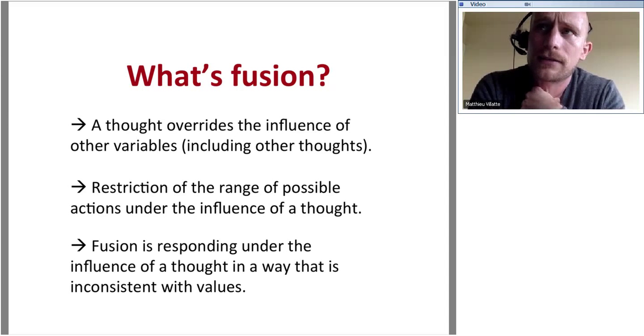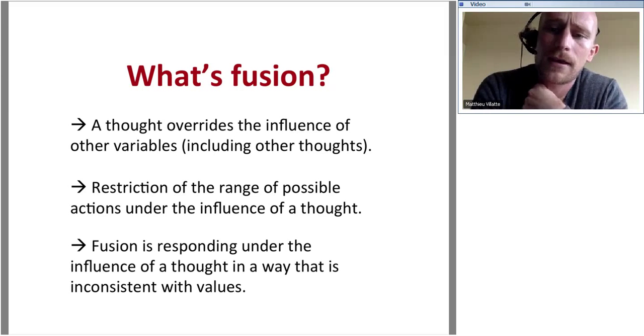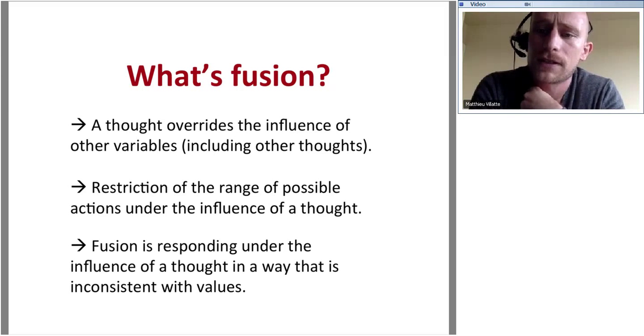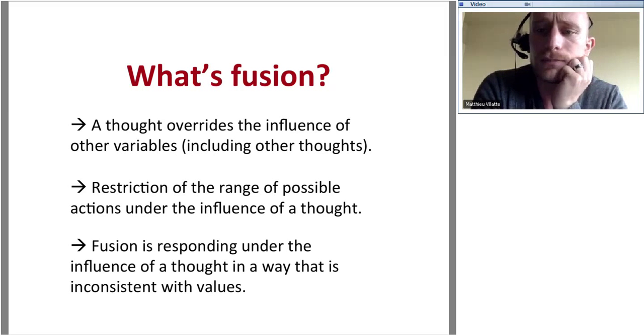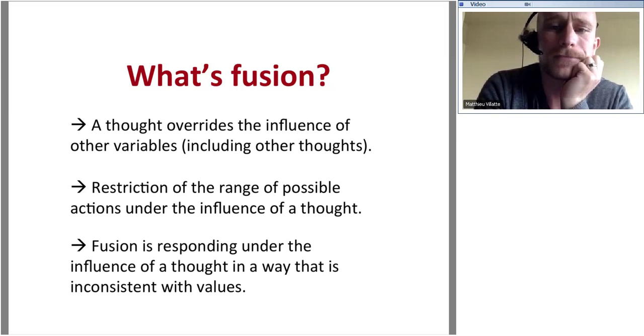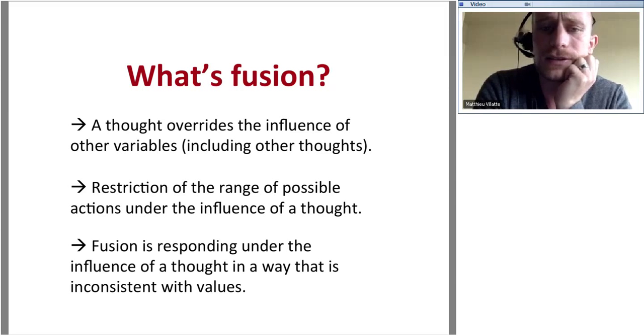The idea is that in fusion, we act under the influence of thoughts, or what we say in RFT, verbal or symbolic sources of influence or control. But in more everyday language, we'd say that I have a thought and I act upon that thought according to what this thought says. And so what happens is that these thoughts override the influence of other variables.